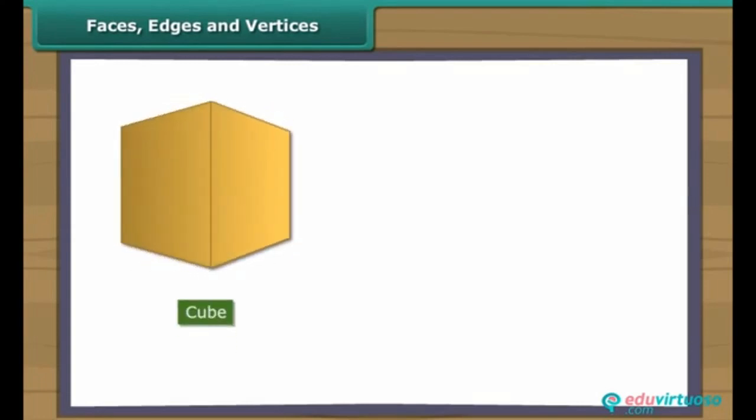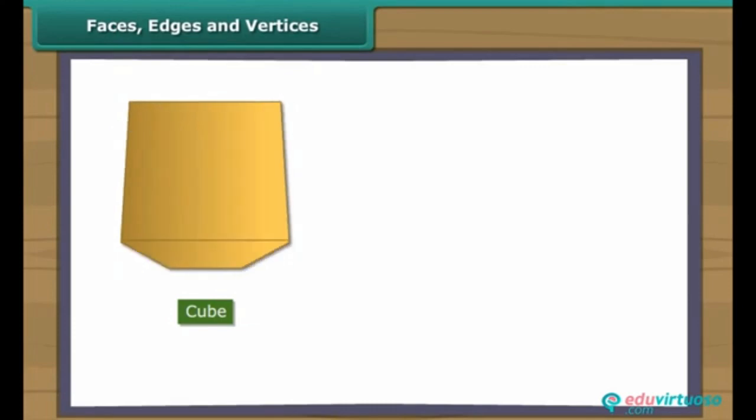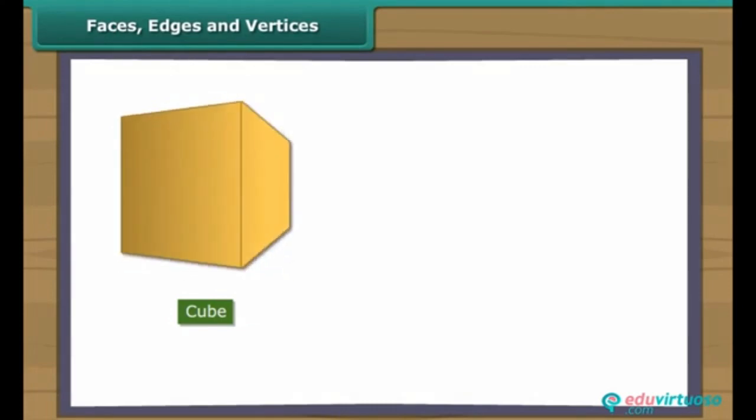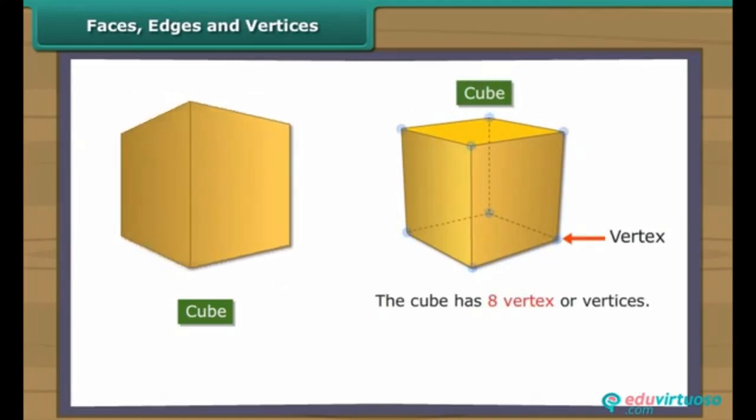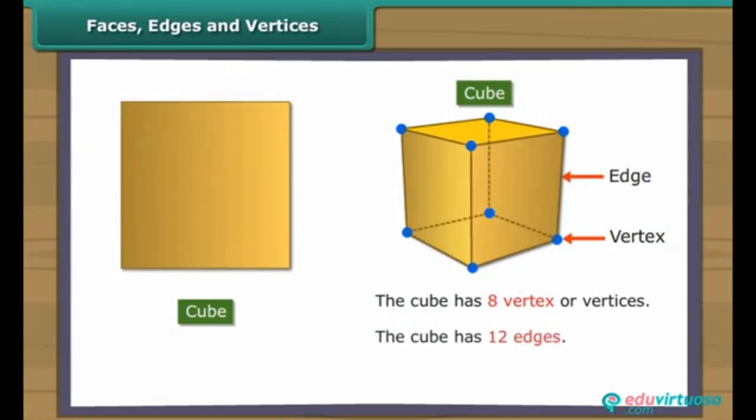Hey students, look at what I got for you. A cube. A cube is a special kind of cuboid whose length, breadth, and height are equal. A vertex or vertices is a point where two or more straight lines meet. An edge is a line segment that joins two vertices. A face is any of the plane or curved surfaces of a solid object.